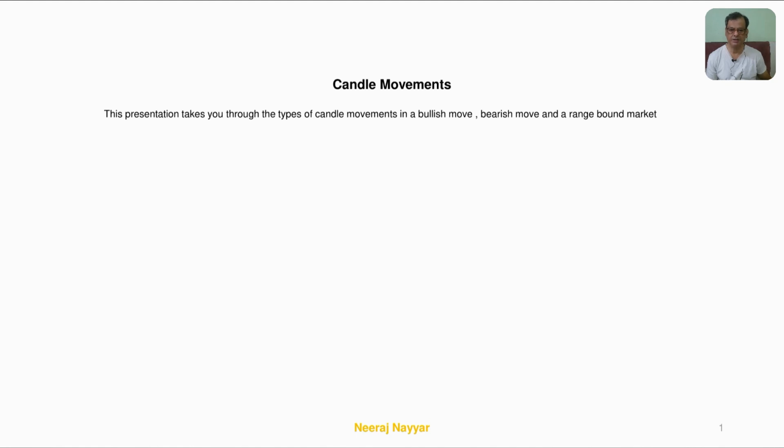And in this presentation, I'll be taking you through the various candle movements that are there in the market. So there are various types of candle movements that you can see in the market, and basically you can have a bullish move, you can have a bearish move, and you can have candlestick price action in a range bound market.